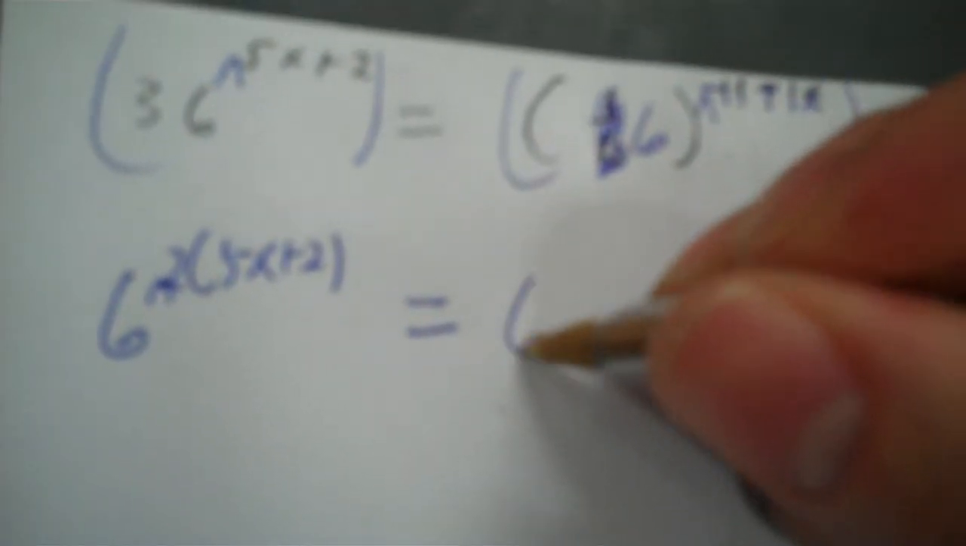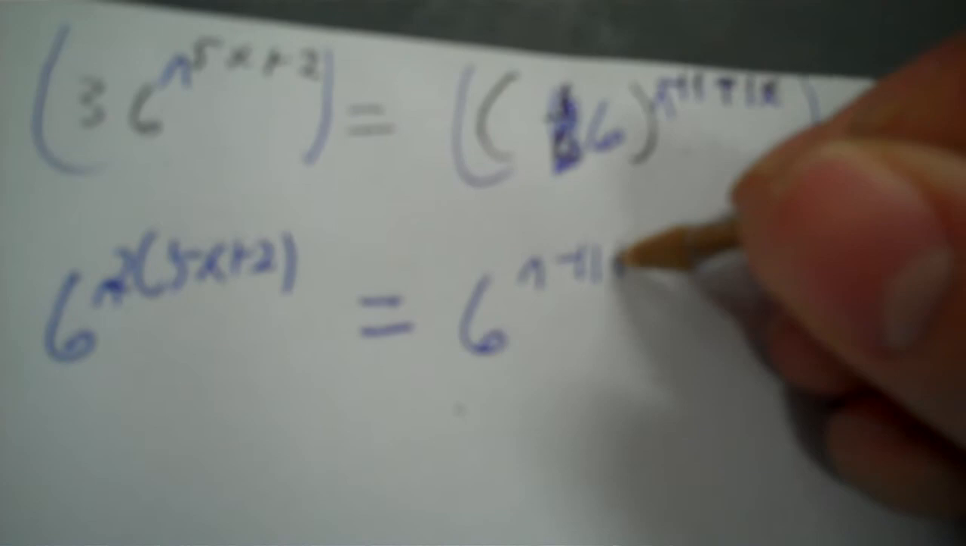Okay, some of you are like, does that be negative 2? No, I did the negative thing when I switched the signs. So replace that with 6 to the second, and a parentheses with 5x plus 2. Caret, and we have a 6. Caret, negative 11 plus 1x. Okay. All right, now we're good.